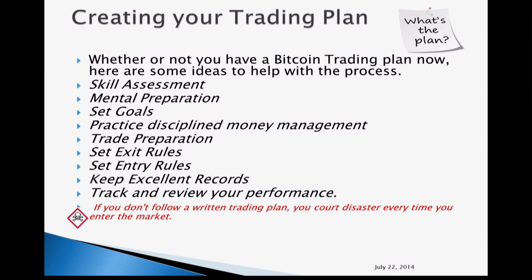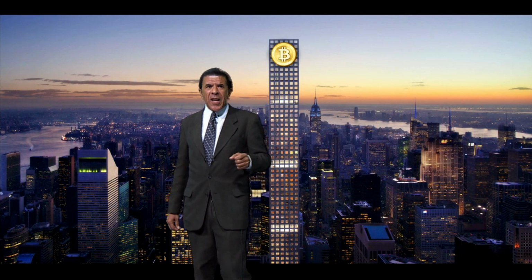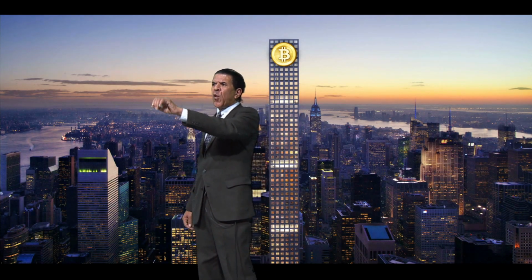Keeping excellent records is kind of self-explanatory, but you can't see how well you're doing unless you document what you've been doing and when you've done it and how. This is how you improve, because you eliminate the mistakes and you identify and repeat what's working for you. So that comes under track and review performance.